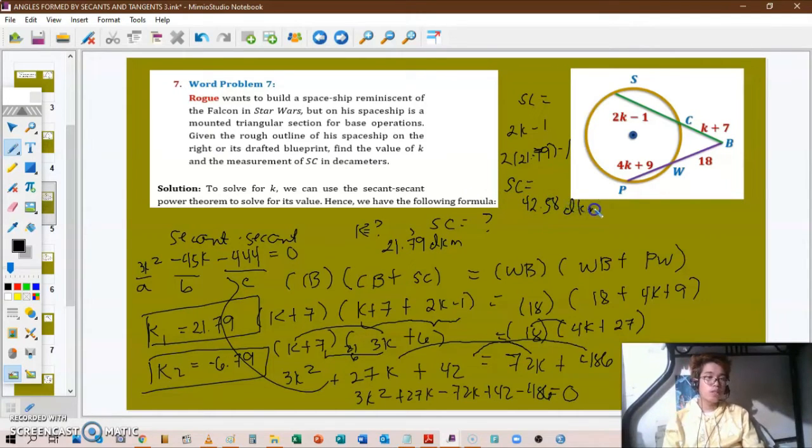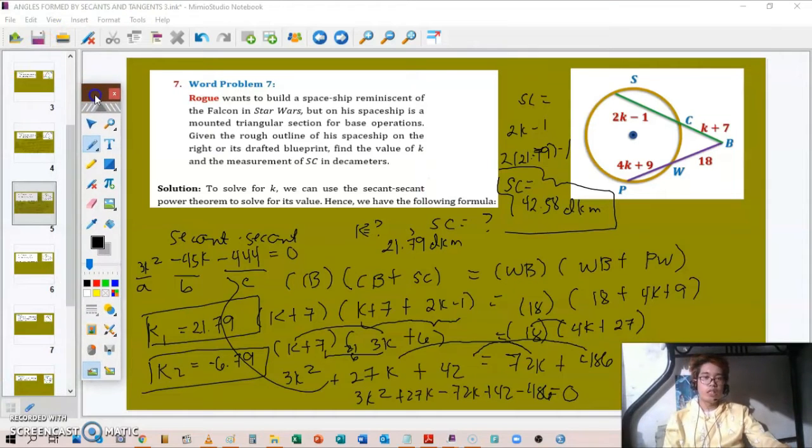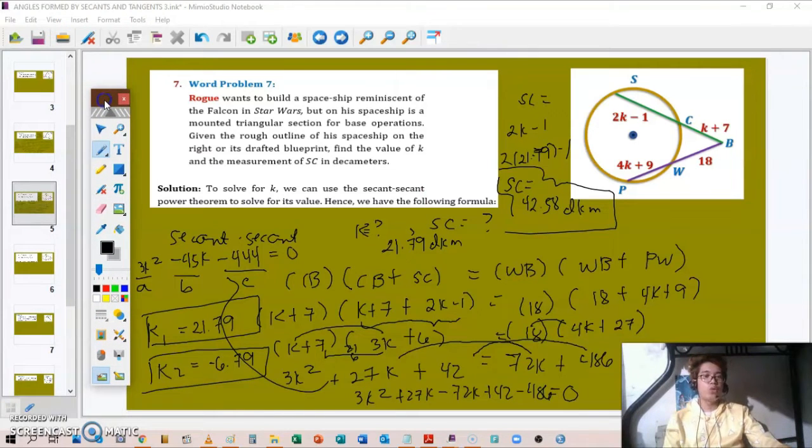Okay, so the value of SC is 42.58 decameters. Okay, so the symbol for that is DKM, or it could be DCM also. So there you go, 42.58 decameters. So that's the measurement before kilometers. Okay, so it's quite big. It's kind of like a very big spaceship that Rogue will build. Okay, so there you go. The measurement of SC is 42.58 decameters.